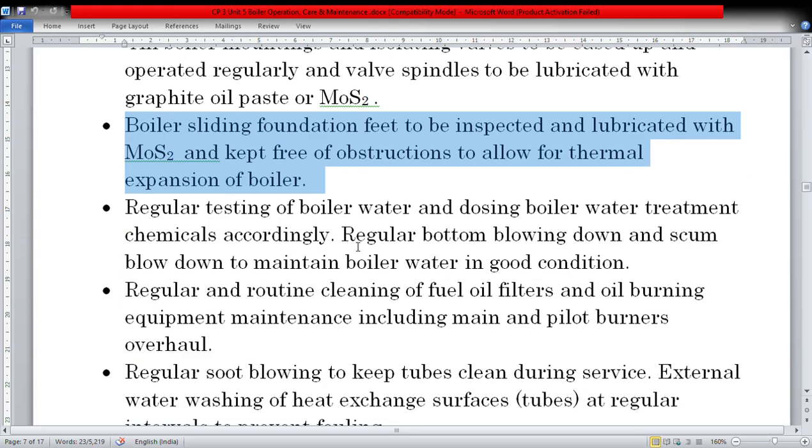Regular testing of boiler water and dosing boiler water treatment chemicals accordingly. We do a boiler water test every week, and then accordingly we keep dosing. Regular bottom blow down and scum blow down to maintain boiler water in good condition. We have discussed what bottom blow down and scum blow down are. Bottom blow down is for heavier deposits, like salts and carbonate compounds, which get deposited over a period of time at the bottom and ultimately take more space, brine or salt. So we remove it by bottom blow down.